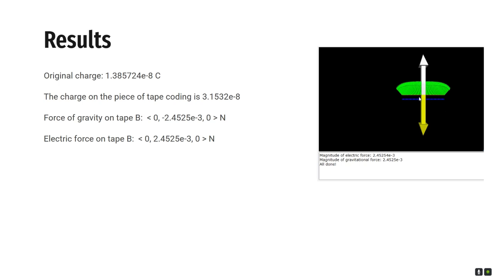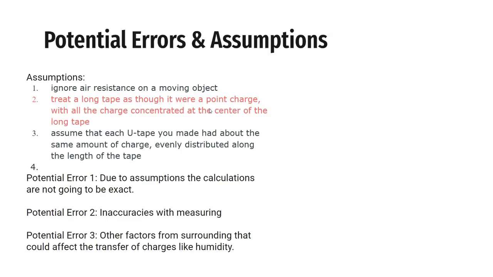So this is the model, and as you see here, each one of the particles or charges in the line charge contributes a different arrow, and this then equates to the electric force and gravitational force. As you can see here, this is a typo. They're almost the same. It's off by like 0.00001, and the original charge is 1.385e-8, and the charge that I got from the coding was 3.1532e-8.